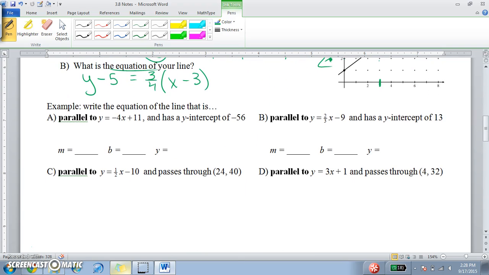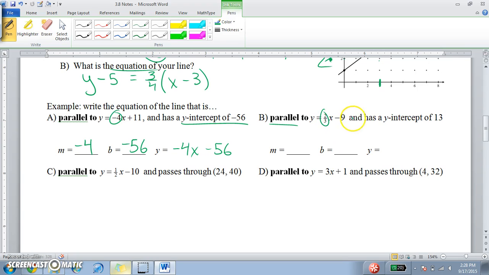More examples. Write the equation of the line that is parallel to y equals negative 4x plus 11 and has a y-intercept of negative 56. Well, my slope has to be the same, so m has to be negative 4. The y-intercept, it tells me, is negative 56. So if I write an equation, y equals mx plus b, m is negative 4, b is negative 56. So y equals negative 4x minus 56.